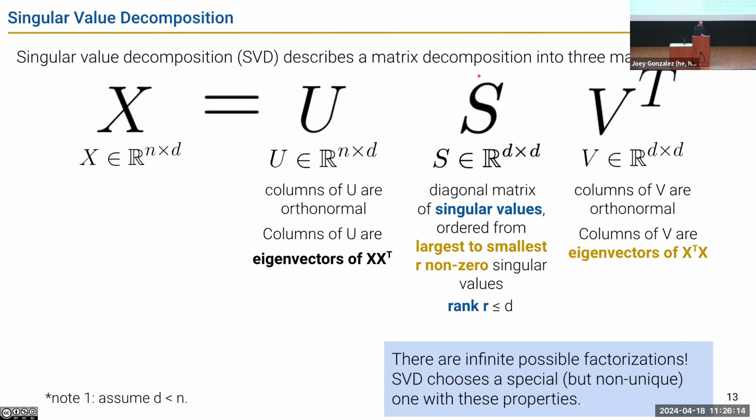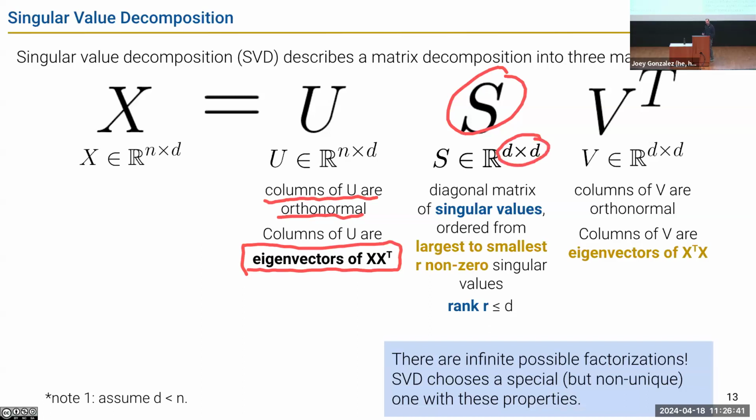Let's talk about these magic matrices. The columns of U are orthonormal, so they're unit length, and they're orthogonal. And this is cool: the columns of U are the eigenvectors of X transpose. We don't need that, but it's a cool fact. Now you know that. S is a diagonal matrix that is D by D, the number of columns. Along the diagonal are the things called singular values, from which the singular value decomposition, or SVD, gets its name. And they are ordered largest to smallest.